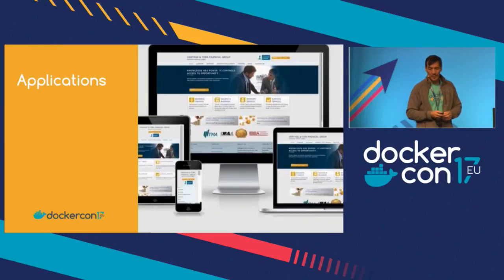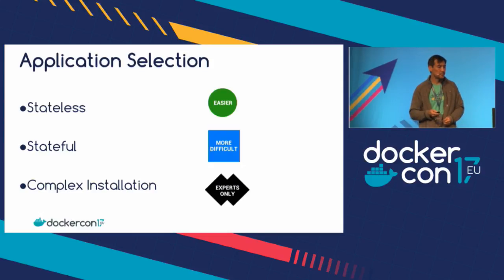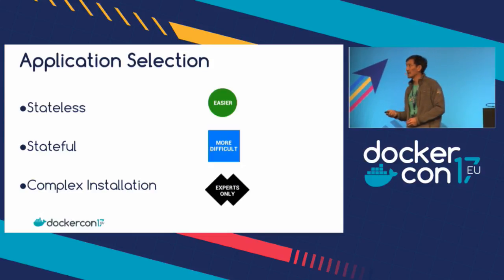All right, the next stream is the application stream. I'll go through this quickly. One thing is application selection. One of the first things you'll do is figure out which application you want to Dockerize. So the easiest ones are on the top. They're the stateless ones. We all know about that. The next ones are a little bit harder.